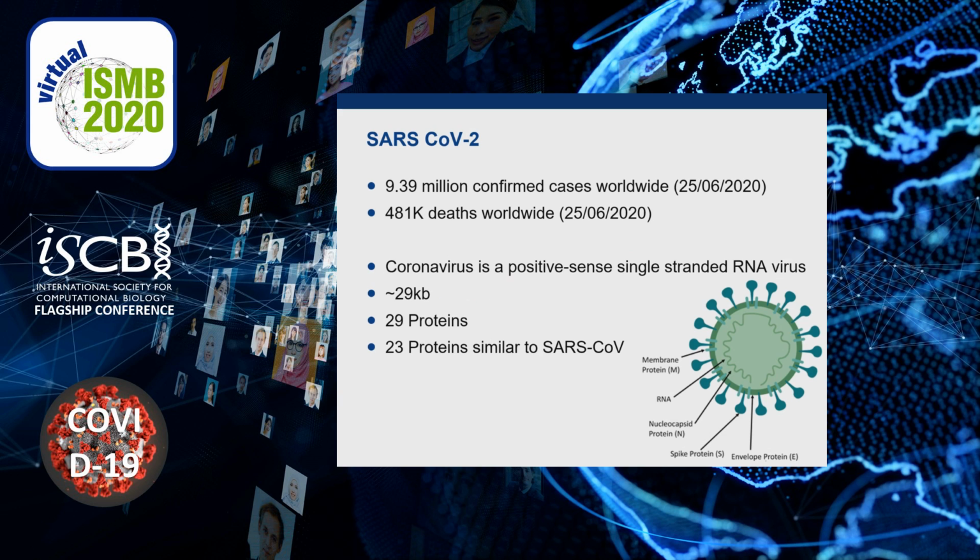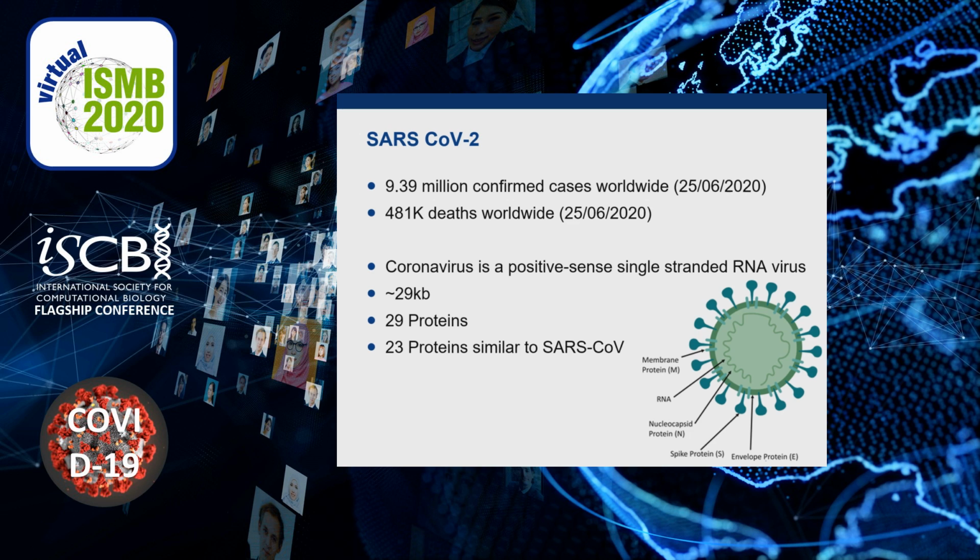So what is SARS-CoV-2? SARS-CoV-2 is responsible for the global pandemic at the moment, with over 9.4 million cases worldwide and over 481,000 deaths worldwide as of the 25th of June 2020. Coronavirus is part of the Coronaviridae family and is a positive sense single-stranded RNA virus, which is around 29,000 base pairs long and made up of 29 proteins. And 23 of these proteins share homology with SARS-CoV, an outbreak that occurred in 2002 and 2004, which is also part of the Coronaviridae family, but it had a very different phenotype.